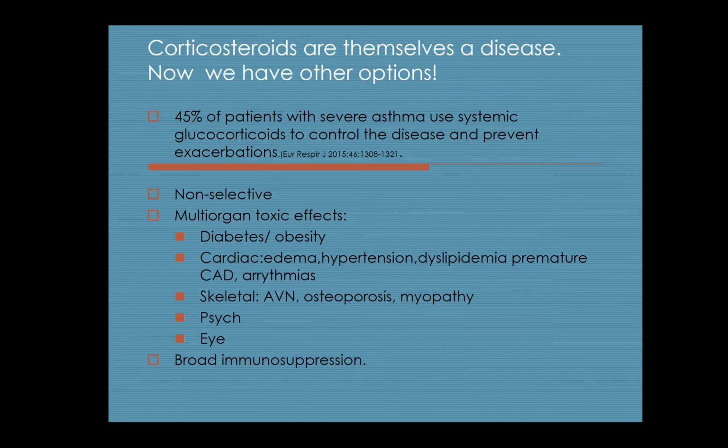So what's the problem with oral steroids? Non-selective, multi-organ toxic effects, diabetes, obesity. Do they affect your heart? Yes. Hypertension, dyslipidemia, premature CAD, arrhythmias, they make you hold on to fluids, affect your skeleton, avascular necrosis, osteoporosis, myopathy. Do they make you crazy? Yes. Do they affect your eyes? Yes. Broad immunosuppression? Yes. This is very, very bad. So my whole goal in life is to get my patients off systemic steroids. That's how we approach these asthma patients.